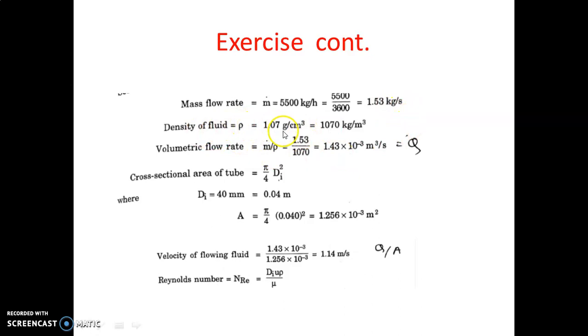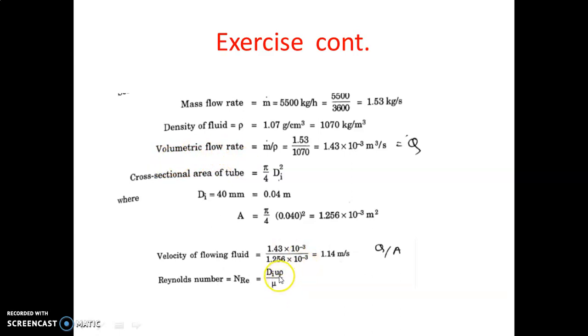Then density is also converted into kg per meter cube by multiplying by 1000. And then we have to calculate the volumetric flow rate. Why are we doing this calculation? Because we want to calculate the Reynolds number. Therefore this calculation is needed. Reynolds number is calculated by using this formula: d u rho by mu.